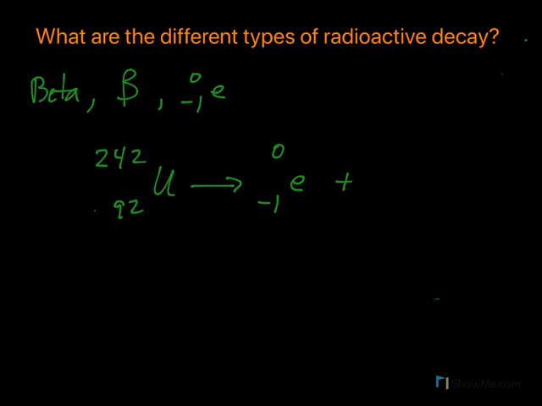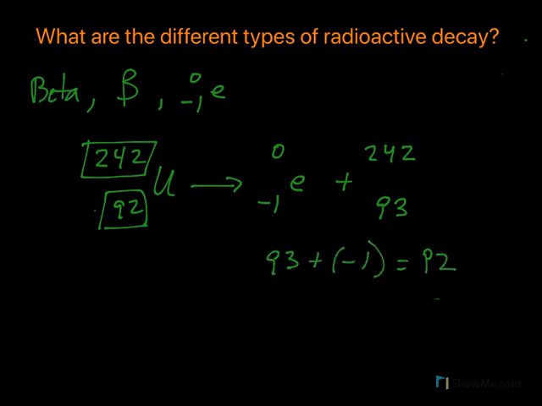We do the same mathematical calculations. Again, the atomic mass has to add up to 242. So obviously this is going to be 242 here. And the atomic number has to add up to 92. So this has to be 93, because 93 plus a negative 1 is equal to 92. So our element with atomic number of 93 is neptunium. So this is what happens when uranium goes through a beta decay. It produces a beta particle and neptunium-242.